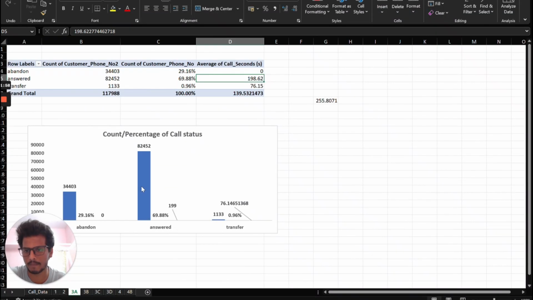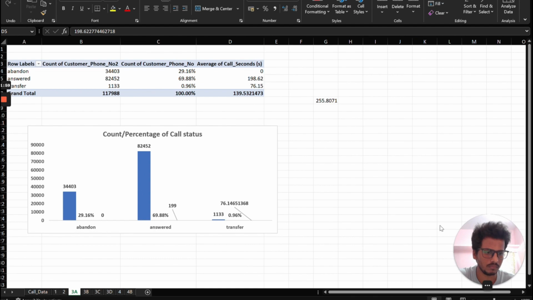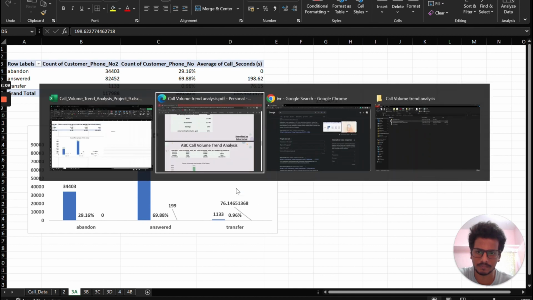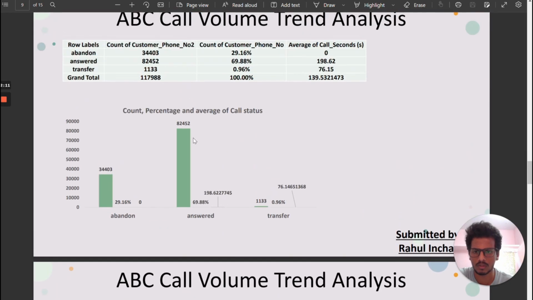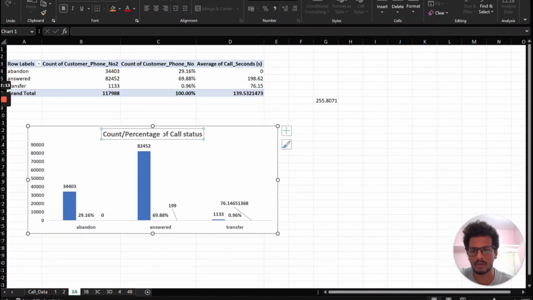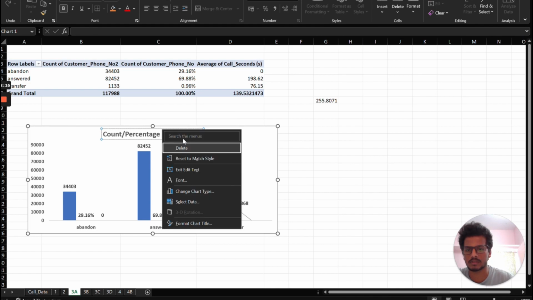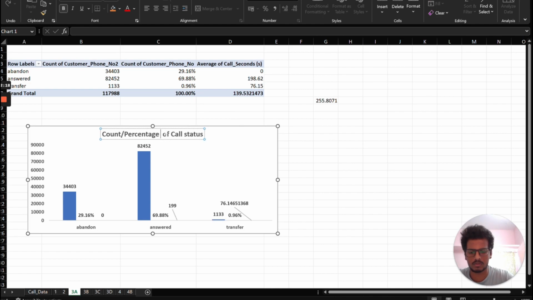We will calculate. Now we have tried to plot a graph, that is the count percentage, and the average of call status. I will mention it: the average of call status, because this is the count. Now let's see what abandon is. Hold on just a second.